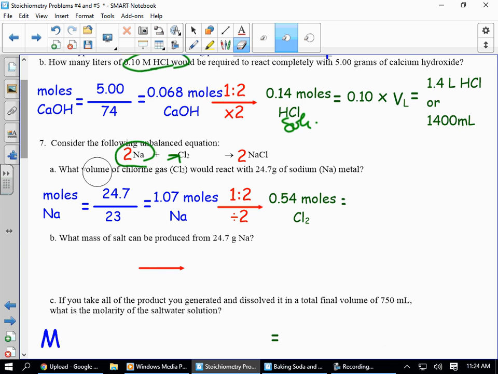We want to know the volume of chlorine gas. We're going to set that equal to x over 22.4. You're going to be looking at your final answer of 12.10 liters of chlorine gas.